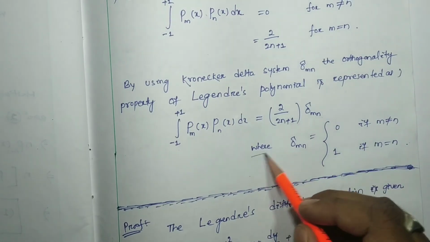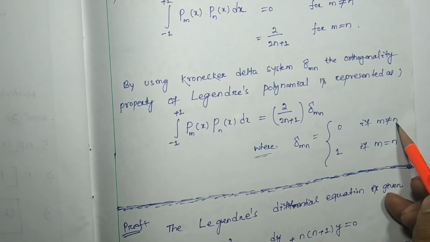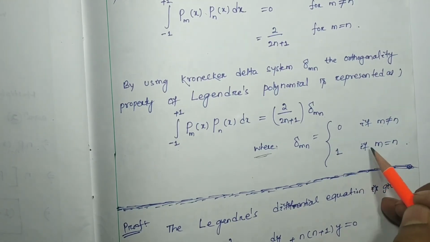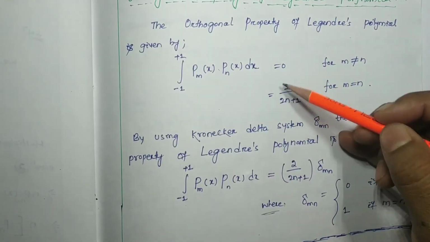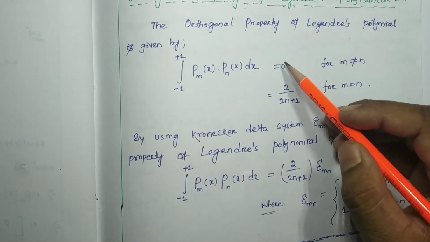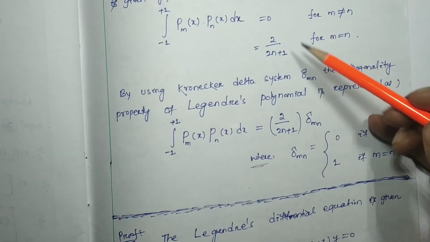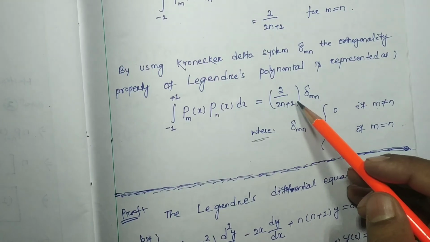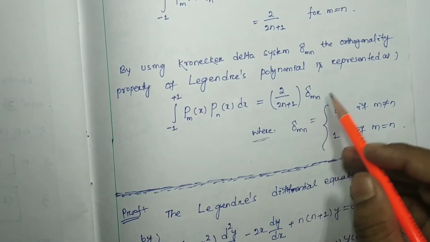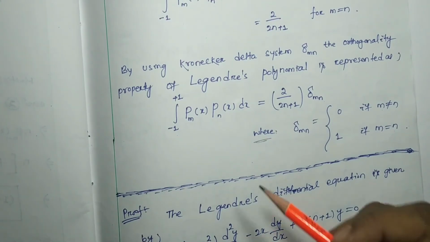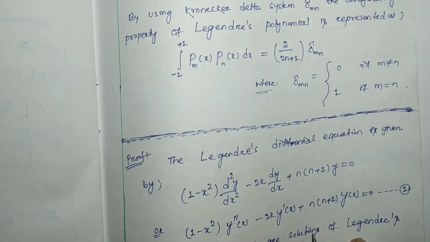Actually the Kronecker delta is nothing but 0 when m is not equal to n and 1 when m is equal to n. So here the same answer has been written: for m not equal to n it will be 0, and for m equal to n it will be 2 by (2n plus 1). Instead of this we can also write using the Kronecker delta in this way. So these things we have to prove in this video. Let's start.